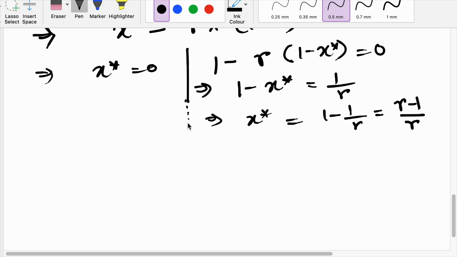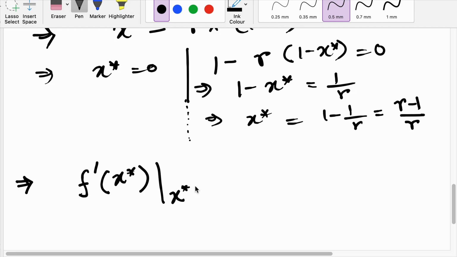Now you see here, these are the two fixed points. So let's calculate f prime x star at x star equal to 0.